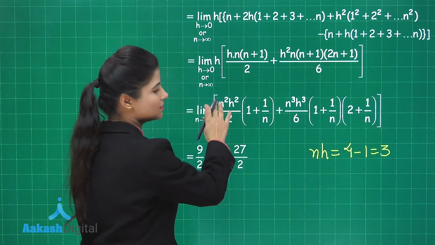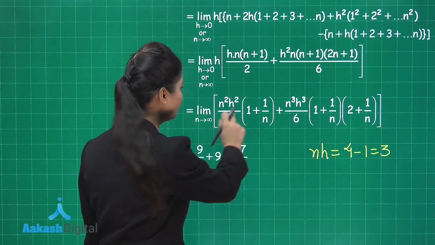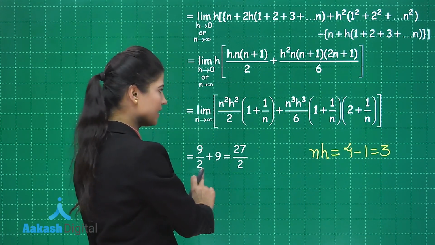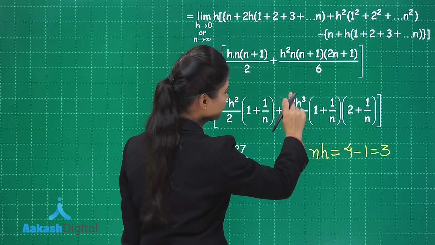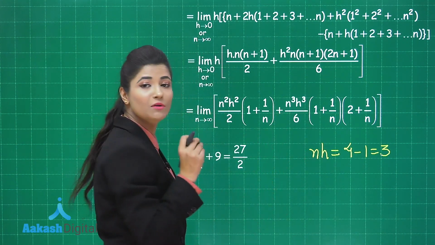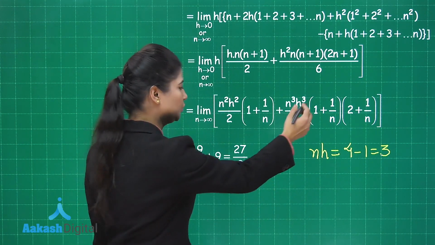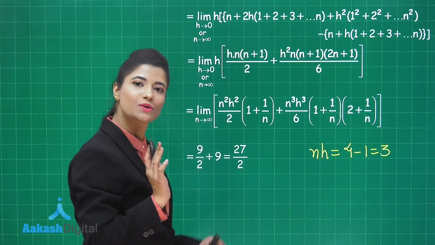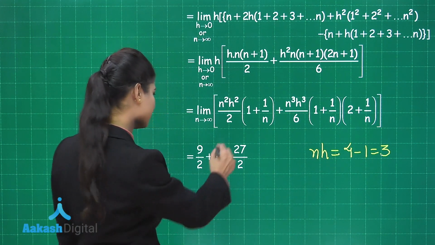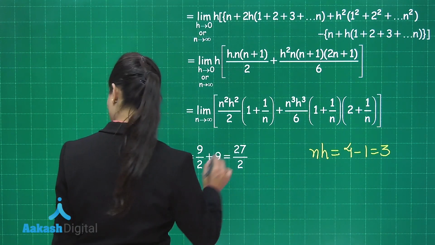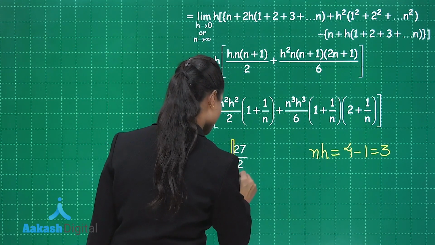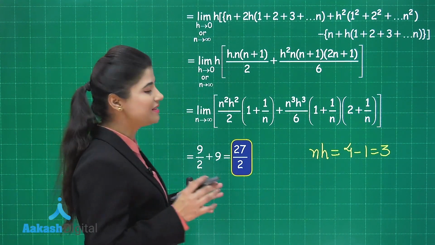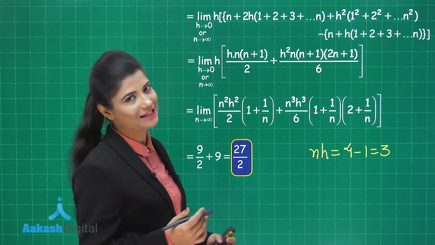So I am going to get here 3 square, 9 upon 2, where this is 1 plus 1 upon infinity, that is 0. So I am getting 9 by 2. Here I am getting 3 cube upon 6, that is giving me 27 upon 6 into 1 into 2, which is further reducing to the value equal to 9. So 9 plus 9 by 2 finally gives me the answer as 27 upon 2. So this is the required answer for this question. The value of the limit of a sum is 27 upon 2. So in this manner, you can answer the question using limit as a sum.